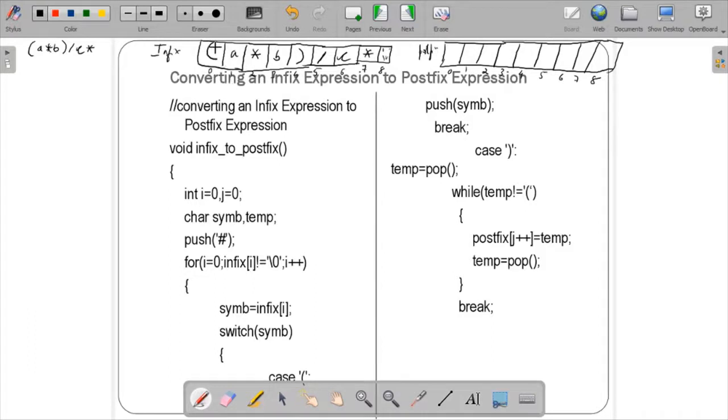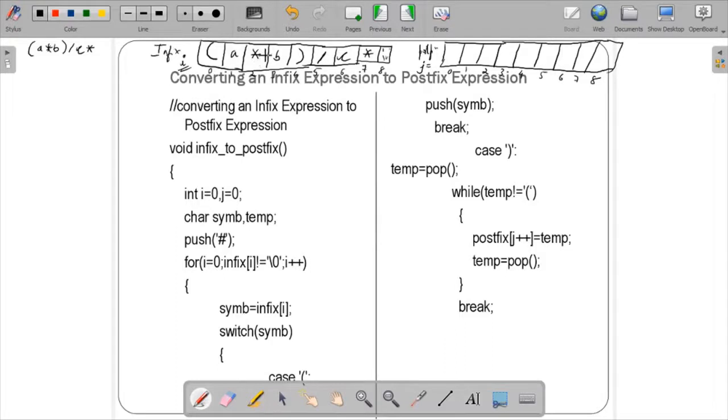To read an infix expression, I'll be using i. To read a postfix, I'll be reading as j. I'll take variables i and j, i for infix and j for the postfix. Initially they are declared as 0.